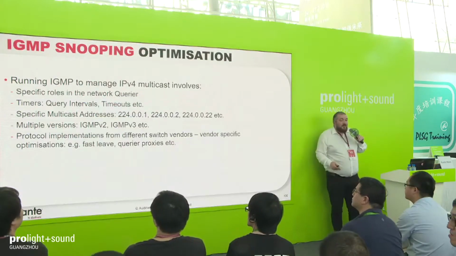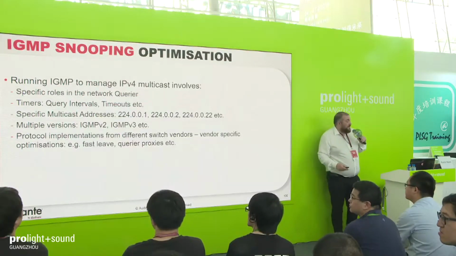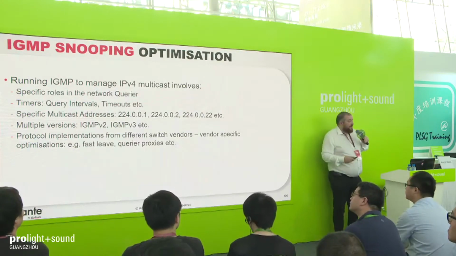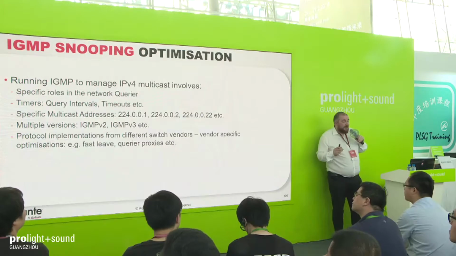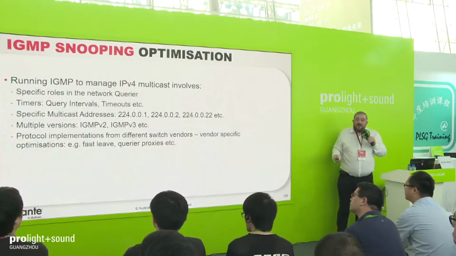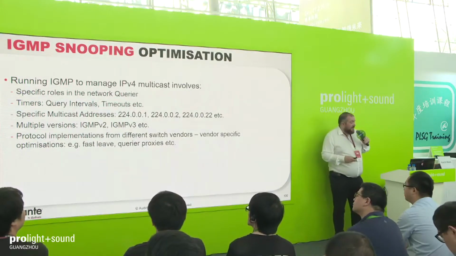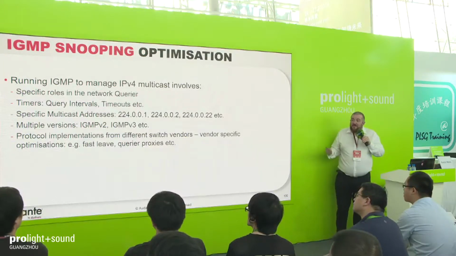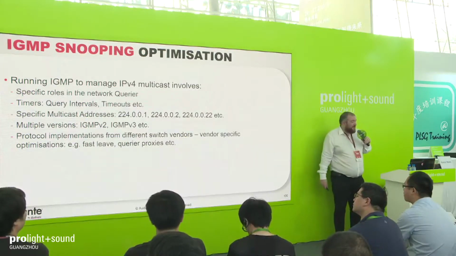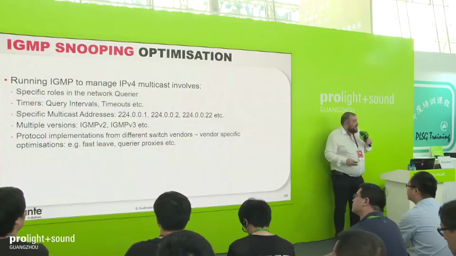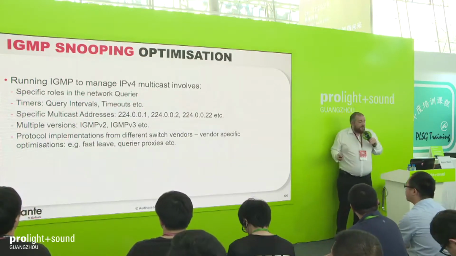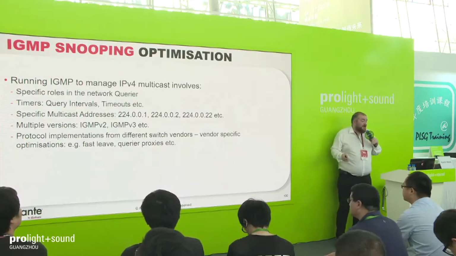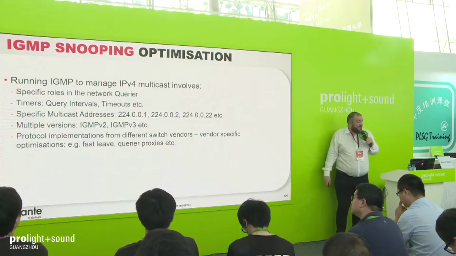So to make IGMP work more smoothly, we have specific roles within the network. We have the querier, and inside the querier we have timers. So we have query intervals, and we have timeouts, and we have other time-specific functions. We also have specific multicast addresses. So 224.0.0.1 is a very important multicast IP address. So are 224.0.0.2 and 22.